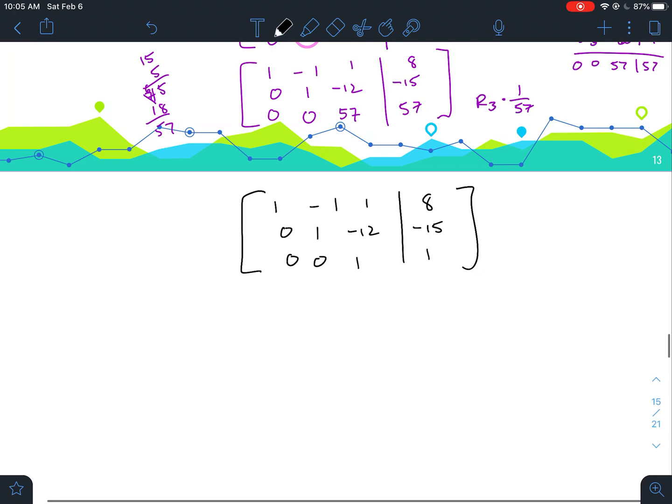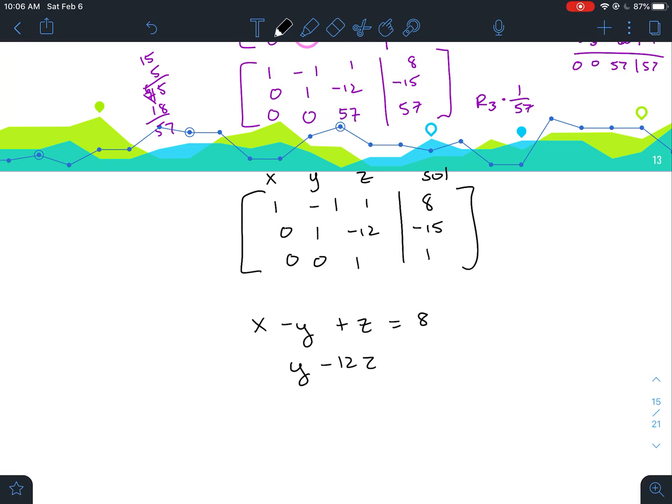And now I'm going to rewrite this system of equations. And remember, I have x, y, z in my solutions. So I have x minus y plus z equals 8. I have y minus 12z equals negative 15, and I have 1z equals 1.